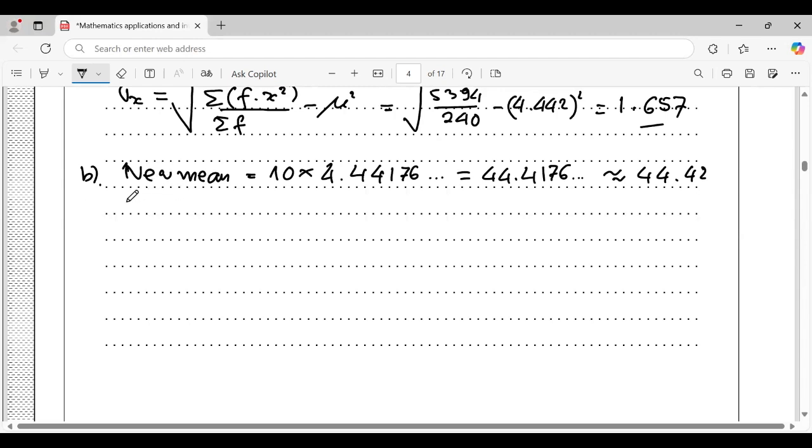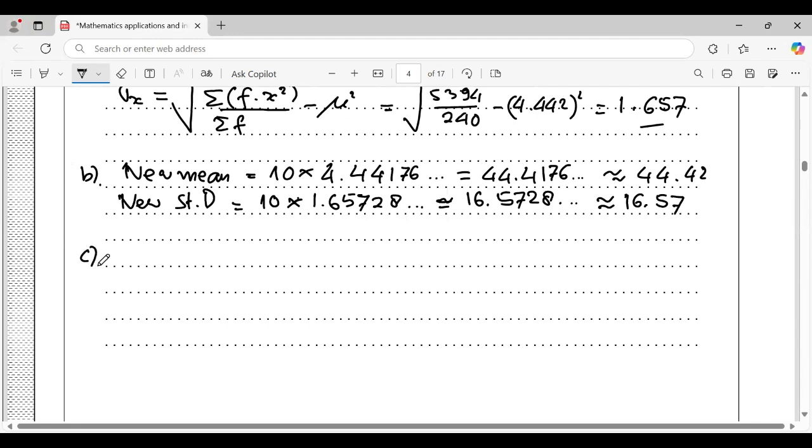And the new standard deviation equals 10 times the previous standard deviation, 1.65728, which equals 16.5728. Rounded off, 16.57.